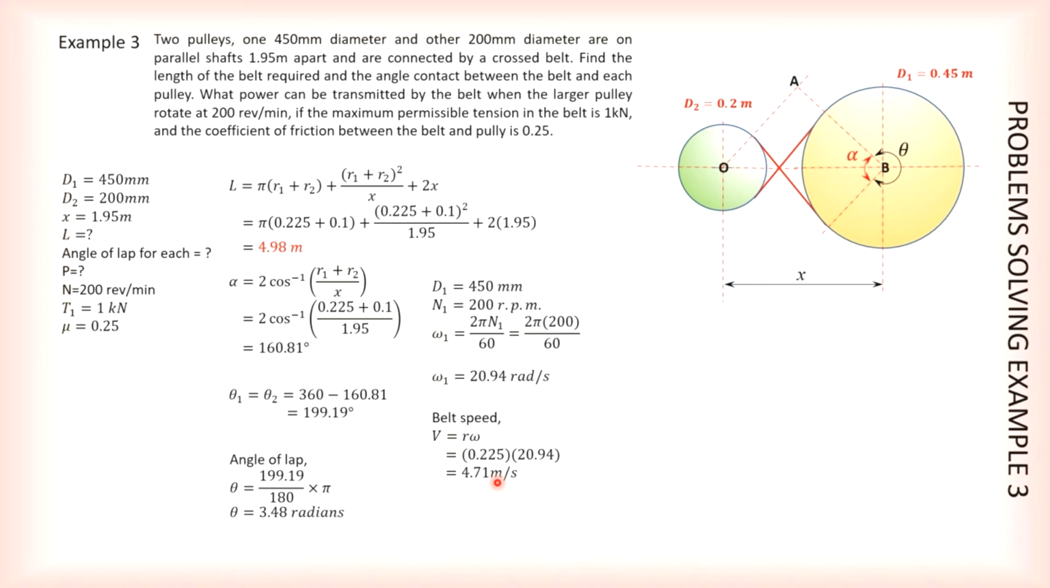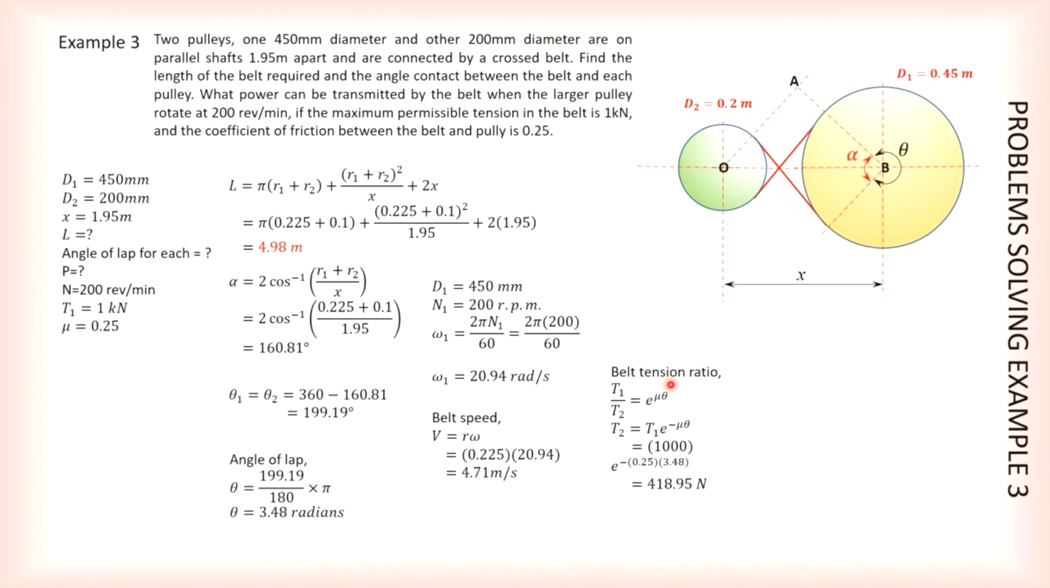In these four examples, we are not taking TC into account. In the next lesson, we will be solving more difficult questions, so just hang on and be patient. So this is the belt speed.